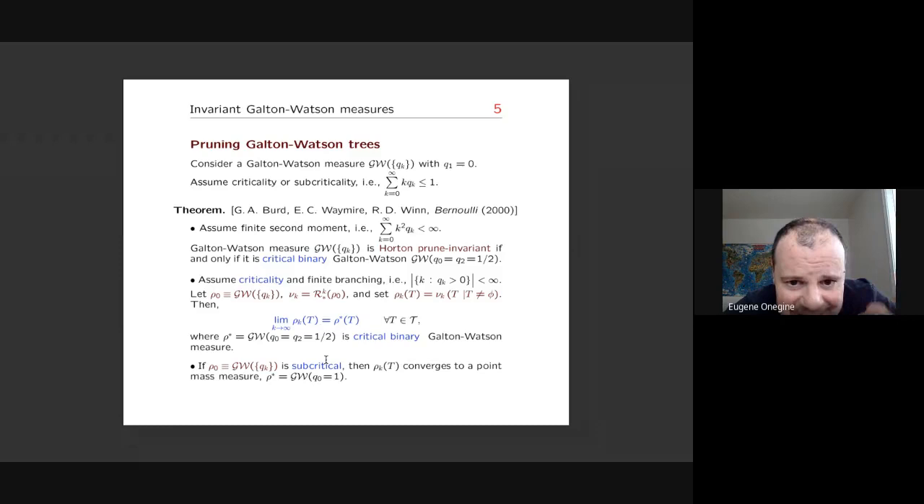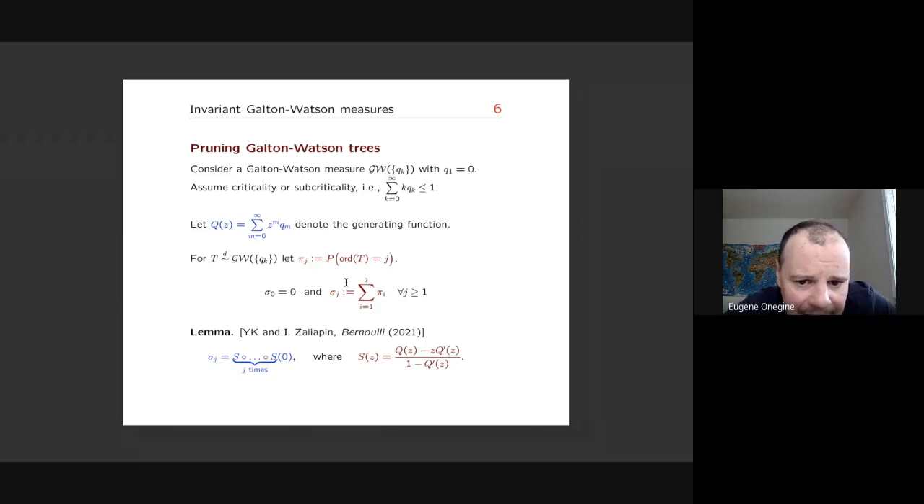All right, so here we extend this result. We discover the whole class of invariant measures and show their attractors for a large number of critical measures that are not prune invariant. So essentially, under certain regularity assumptions, we completely resolve this question, removing the assumption of finite branching for attractors and finite second moment for the Horton pruning invariant measures. All right. So before stating the result, let me tell you what it is based upon. It is based upon the following observation, which is where our investigation began.